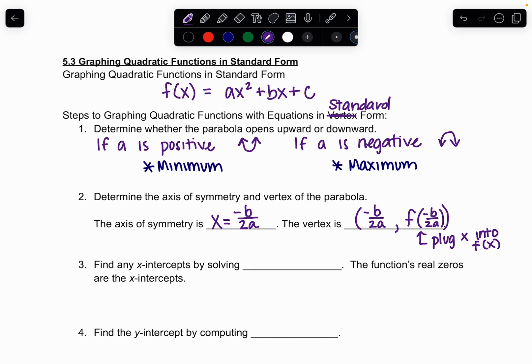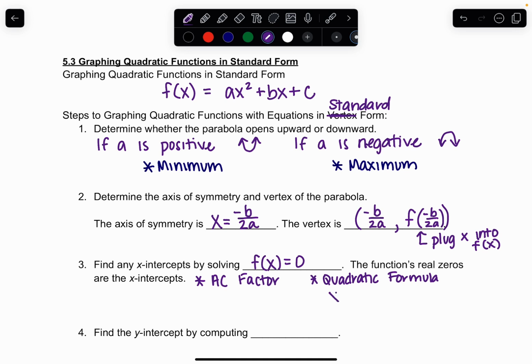Okay, find any x-intercepts by solving f of x equals 0. The function's real zeros are those x-intercepts. The methods that we use to solve a quadratic, remember, are to AC factor, or we can use the quadratic formula, which, just for note's sake, I'm going to rewrite for you. We have x equals negative b plus or minus the square root of b squared minus 4ac, all over 2a.